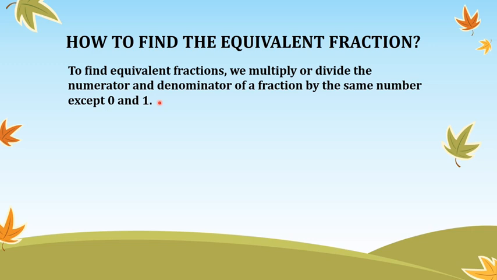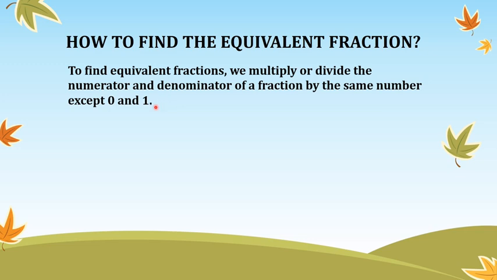This means that if you have to find an equivalent fraction, you will have to multiply or divide the numerator and denominator of the fraction by the same number. That means if you are multiplying the numerator by 2, or dividing the numerator by 2, then you will have to multiply or divide the denominator also by 2 only, not by any other different number.